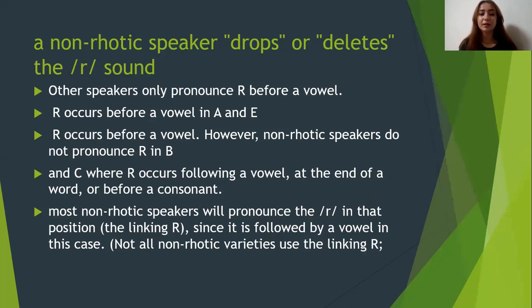However, non-rhotic speakers do not pronounce R in B and C, where R occurs following a vowel at the end of a word or before a consonant. Most non-rhotic speakers will pronounce the R in that position, the linking R, since it's followed by a vowel in this case. But not all non-rhotic varieties use the linking R.